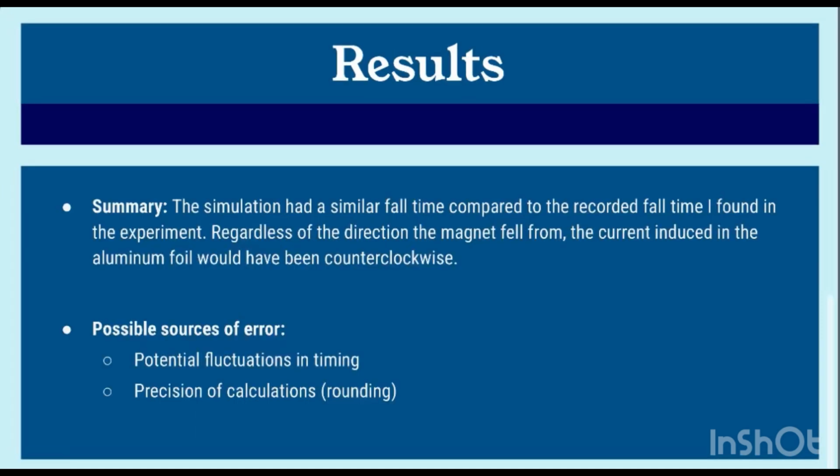In conclusion, the simulation had a similar fall time compared to the recorded fall time found in the experiment. Regardless of the direction the magnet fell from, the current induced in the aluminum foil would have been counterclockwise. Some potential sources of error in both the physical and simulated experiment could have been fluctuations in timing and recording the time it took for the magnet to fall through the tube, and also errors in rounding and precision of calculations, such as significant figures and other things like that.